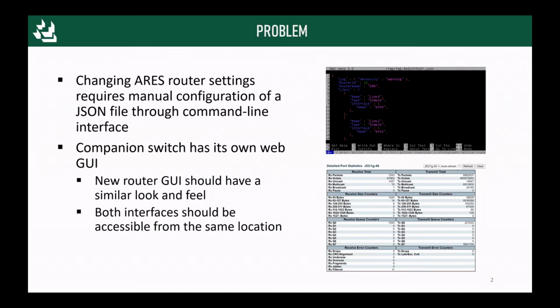The problem we were given is that changing the ARIS router settings requires manual configuration of a JSON file through a command line interface, which may be intimidating for inexperienced users. You can see a very basic example of that file here on the right. As its companion switch comes with its own web interface, we plan to create a new router GUI with a similar look and feel that would allow configuration of both pieces of equipment from one central location.